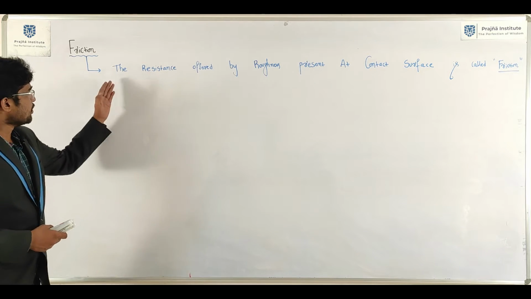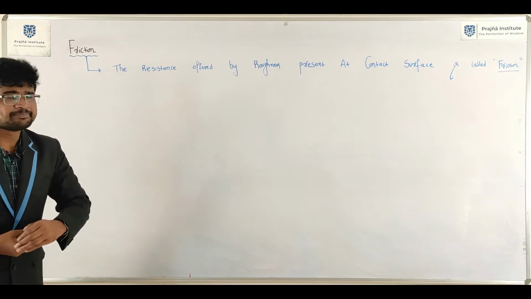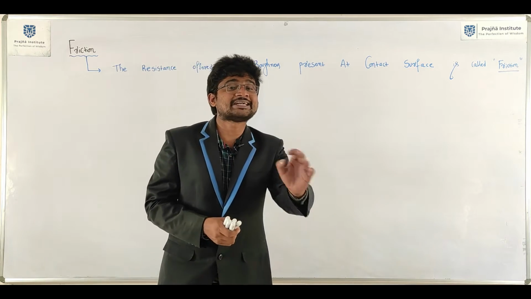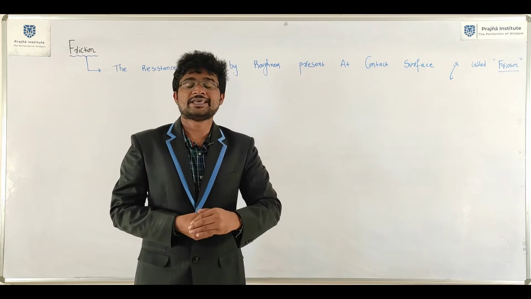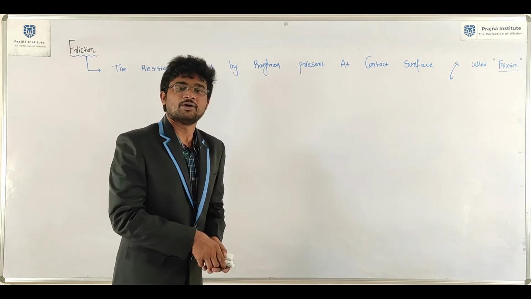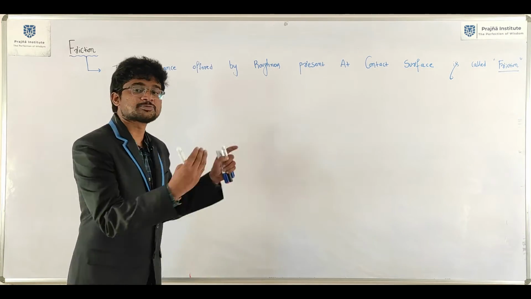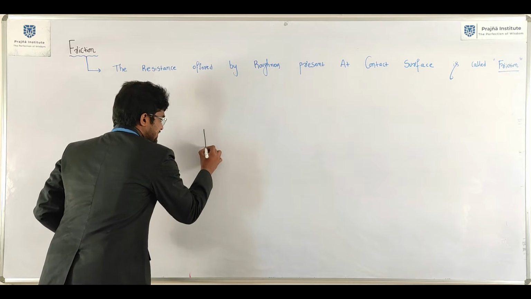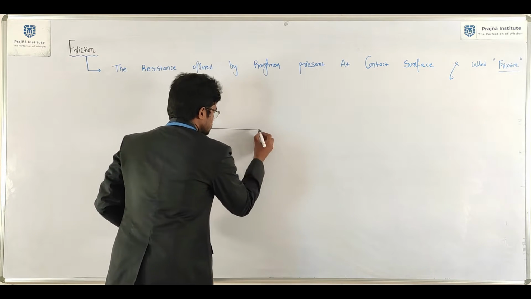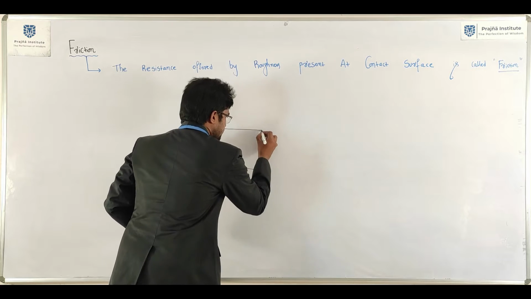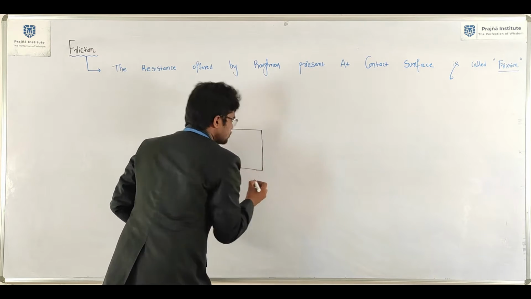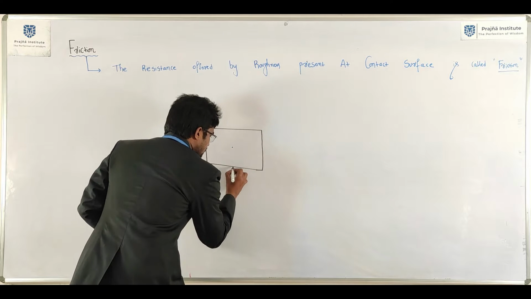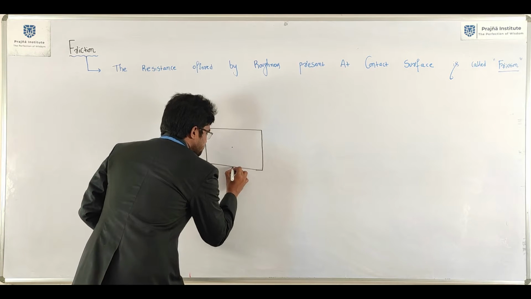Now, what is the definition of friction? The resistance offered by roughness present at the contact surface is called friction. We need to build an expression for friction. Take one block. It's very simple. I think you studied this in 6th class. Consider one normal reaction.